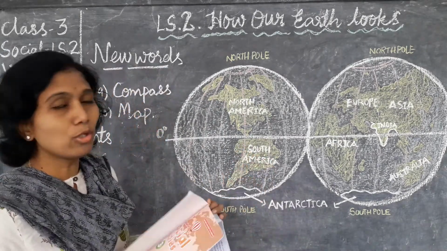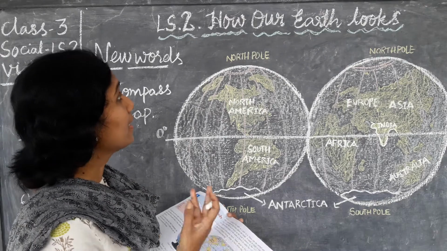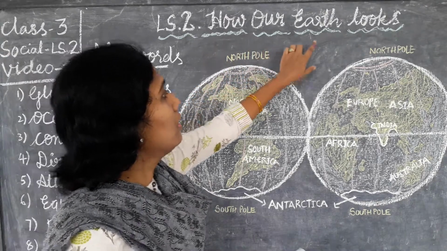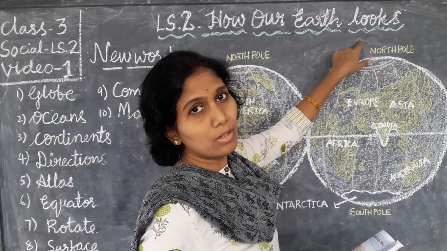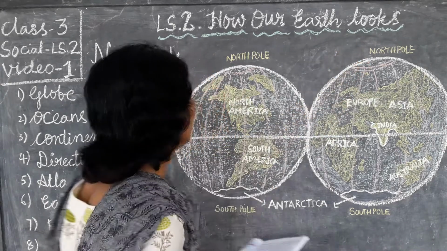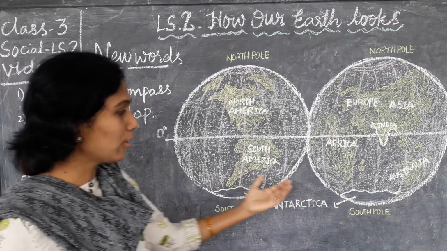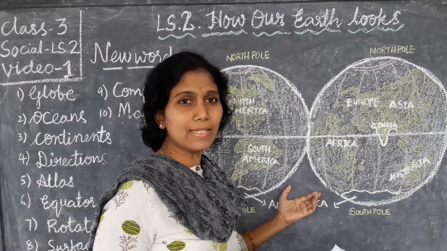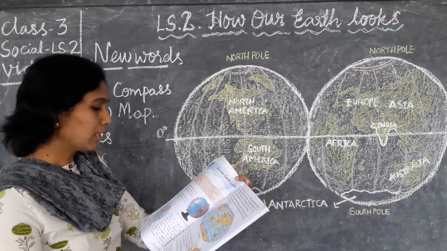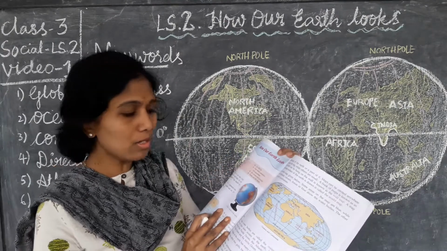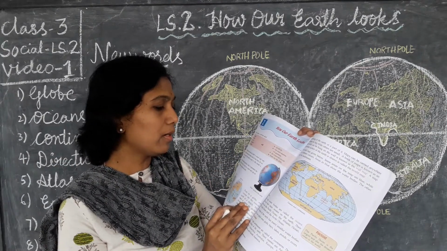Now I told you I will start with the second lesson: How our earth looks. Here I gave you the new words, and I even drew the picture of the globe, two sides. Now come to the introduction part I gave you. Now to come to the part of the lesson.